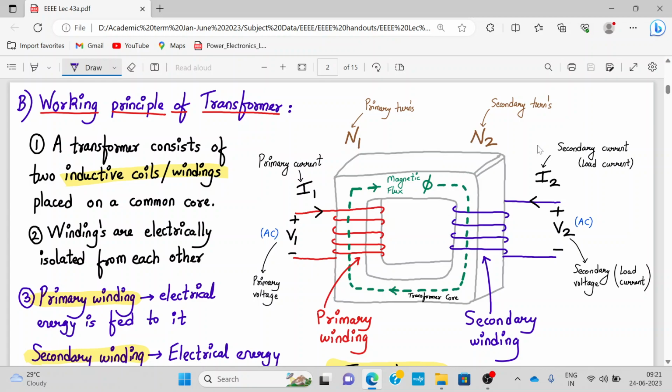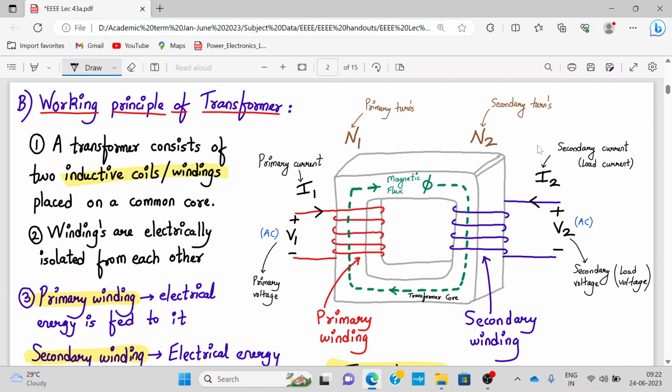Alright, the number of turns of primary winding is N1, number of turns of secondary winding is N2. Primary current is I1, secondary current or load current is I2, and input V1 is the primary voltage, which is the AC voltage, and output voltage is the load voltage. Alright, let me add over here, this is load voltage, not current. So V2 is my AC secondary voltage, or we can call it load voltage. Alright, so this is all it contains.